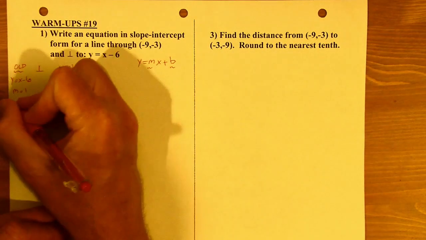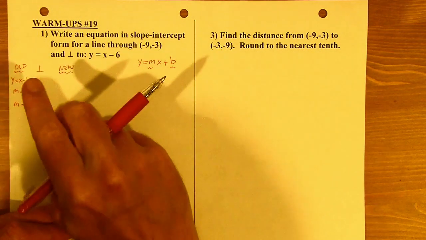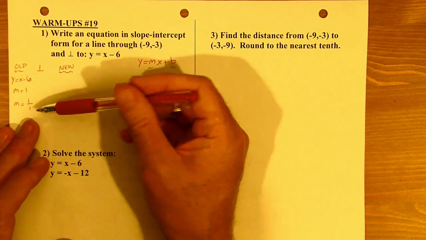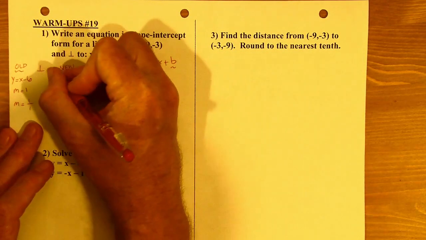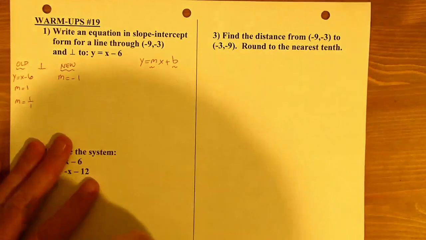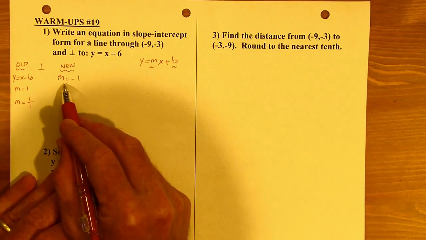So if I think of this as a fraction, reciprocal means I'm going to flip the fraction upside down, and then opposite means I'm going to change the sign. Now, when I flip this, I still get 1 over 1, which is just 1. But when I change the sign, it's going to be negative. So it's negative 1 over 1, or just negative 1, okay? So the slope of my new line then is going to be negative 1, okay?